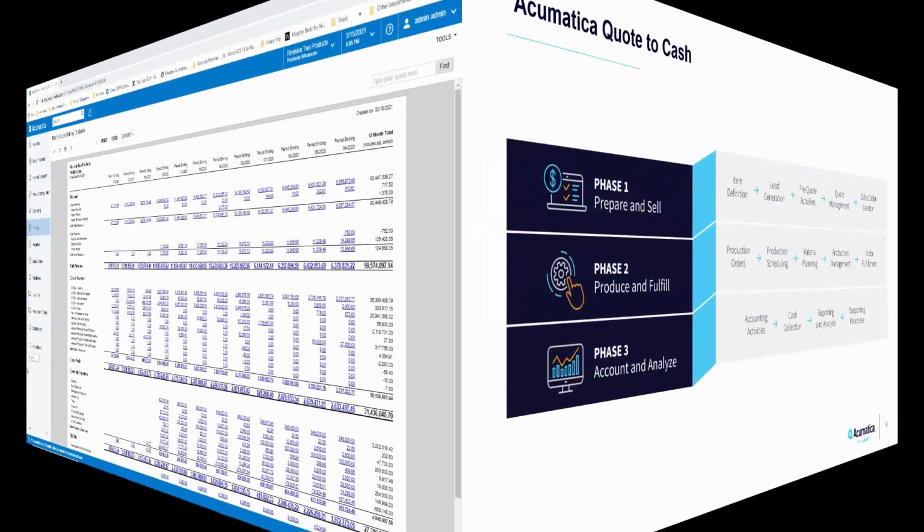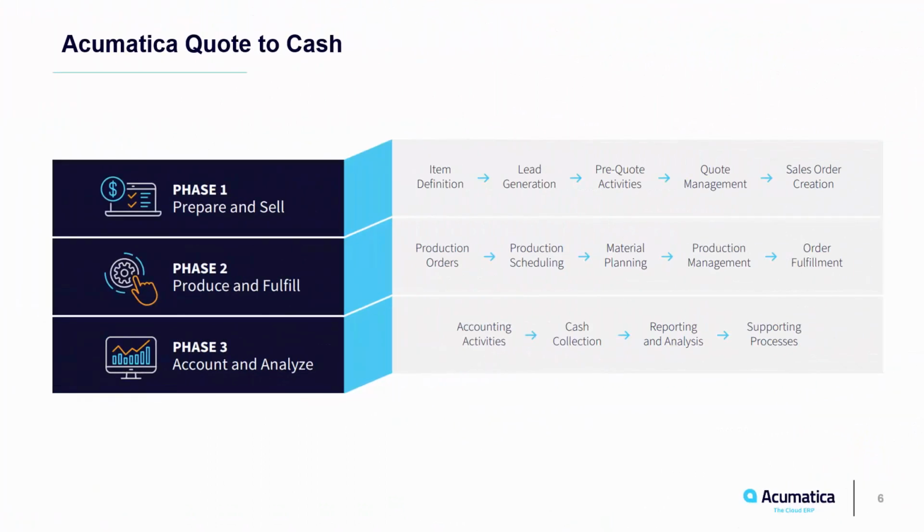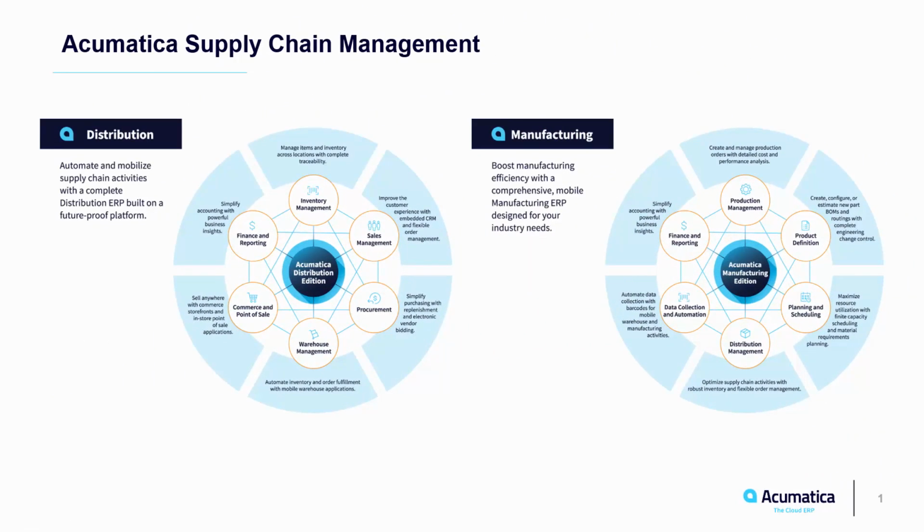Today, we walked through an abridged quote-to-cash process with Acumatica Cloud ERP. There are many other features that we didn't touch on today that streamline the quote-to-cash process. These include embedded CRM for marketing automation and sales prospecting. Get paid faster with native credit and collections activities.